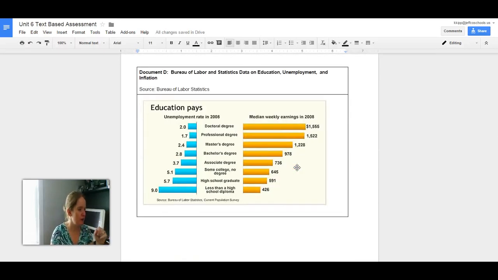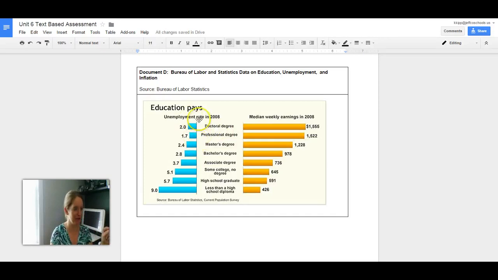I also threw in some data from the Bureau of Labor and Statistics about different elements of our economy. This is talking about the education that you can get and how much on average you would earn, or the median earnings that you would get. This is also your unemployment rate on the left-hand side. So you can see less than a high school diploma. People with less than a high school diploma have about a 9% unemployment rate, and they make about $400 a week. Whereas people with a doctoral degree have about a 2% unemployment rate.